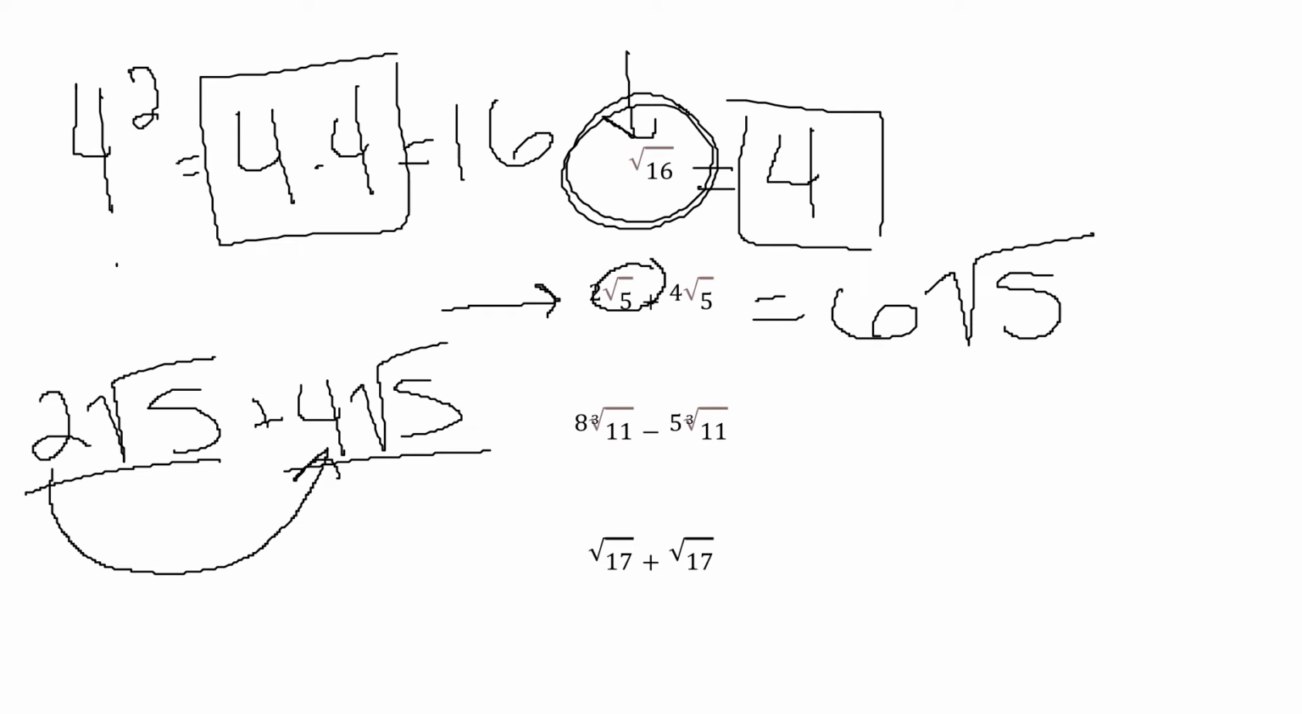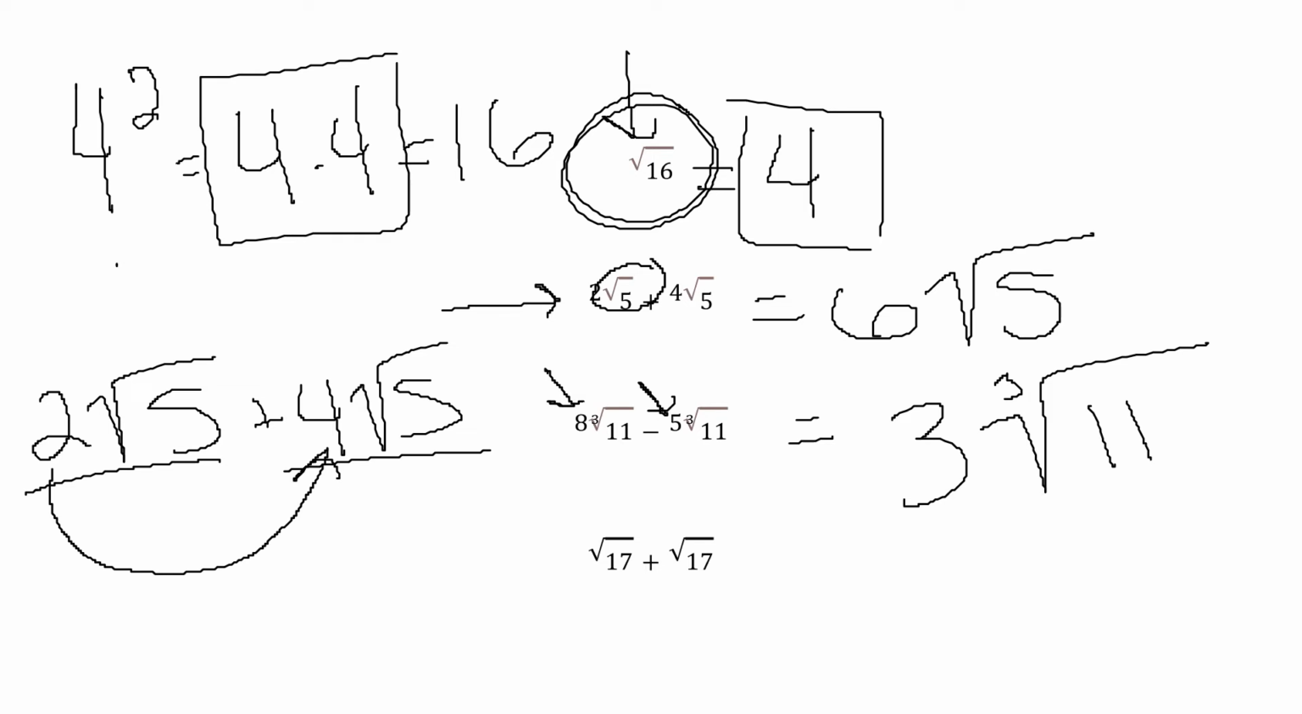All right? The next one is saying I have 8 of these. I take away 5 of these. So what I end up with is 8 minus 5 is 3 cubed root of 11. That's the full answer.